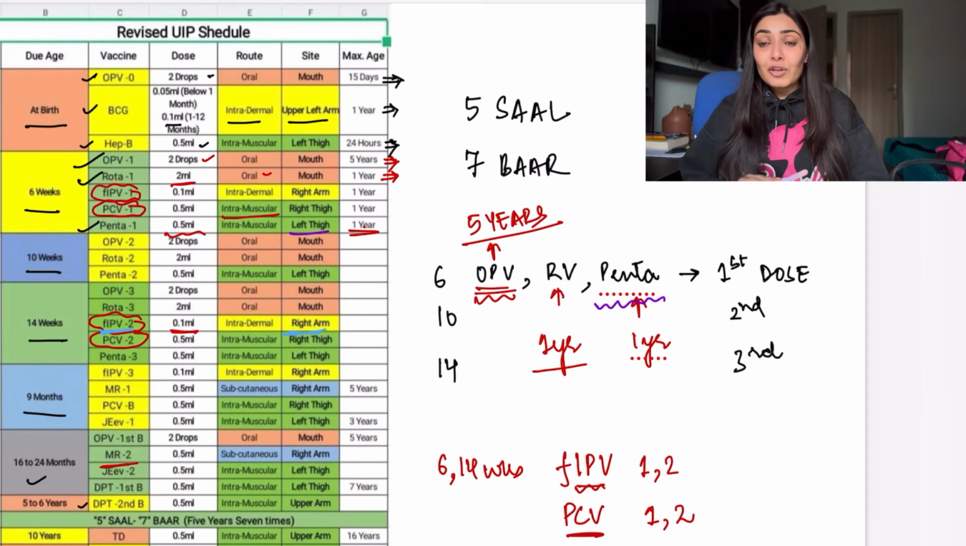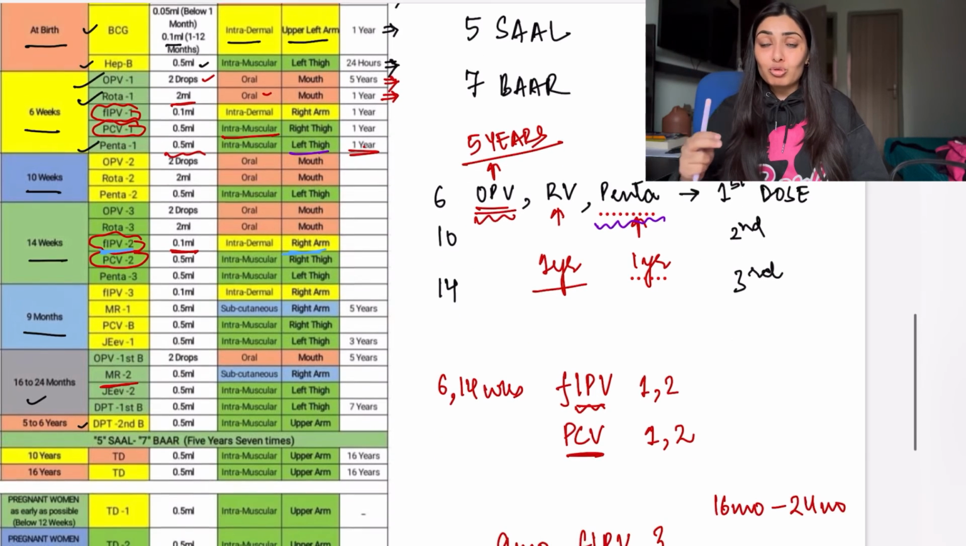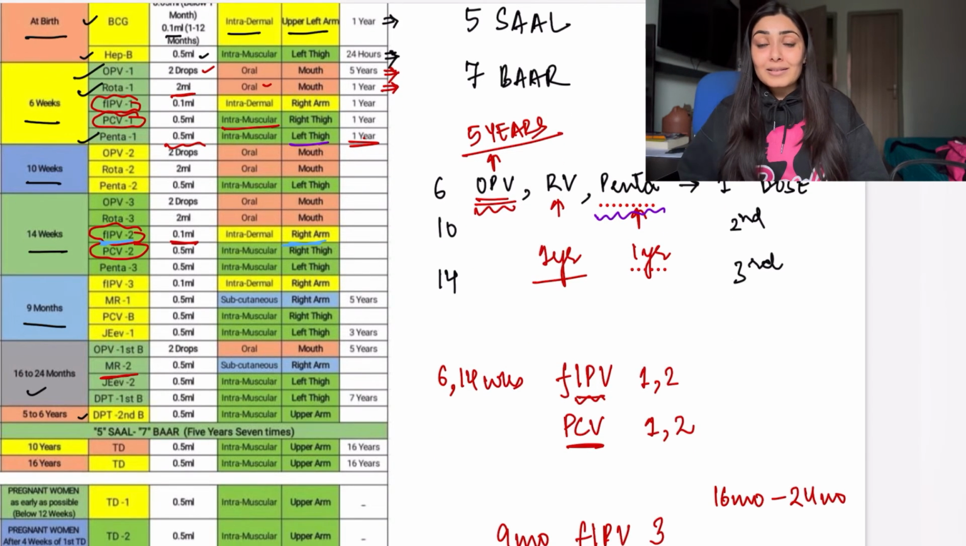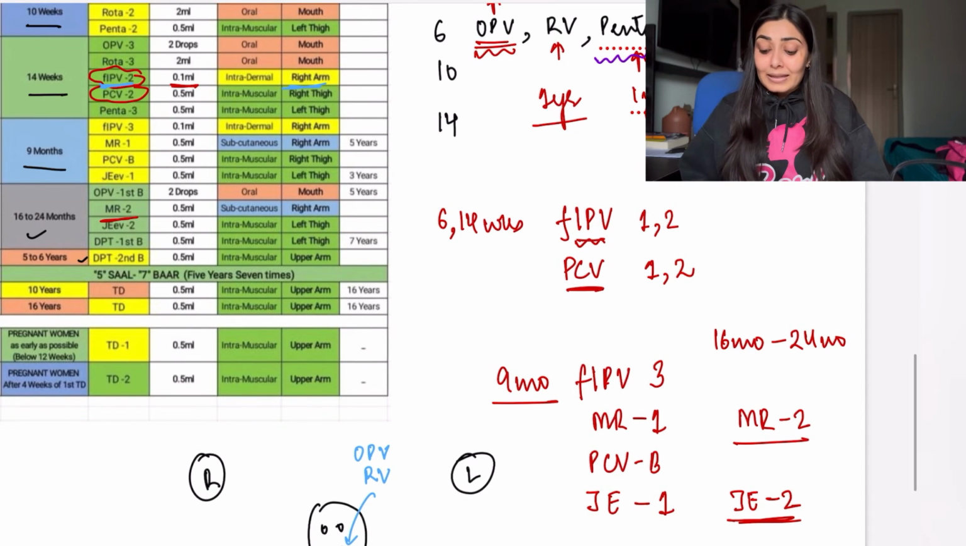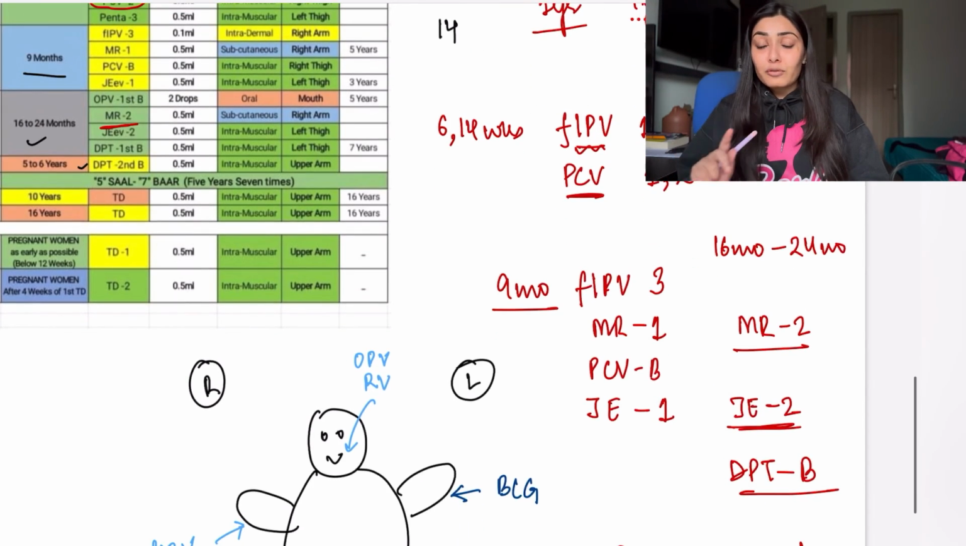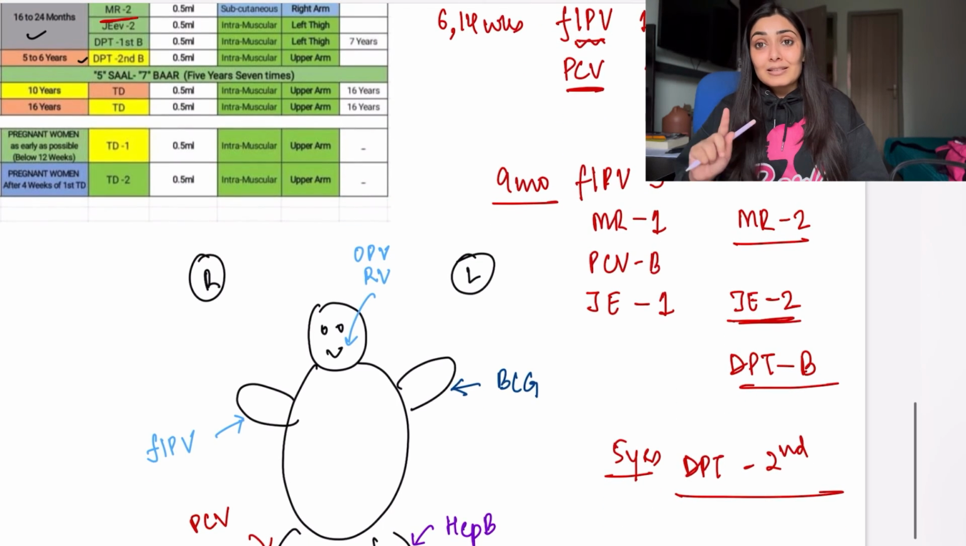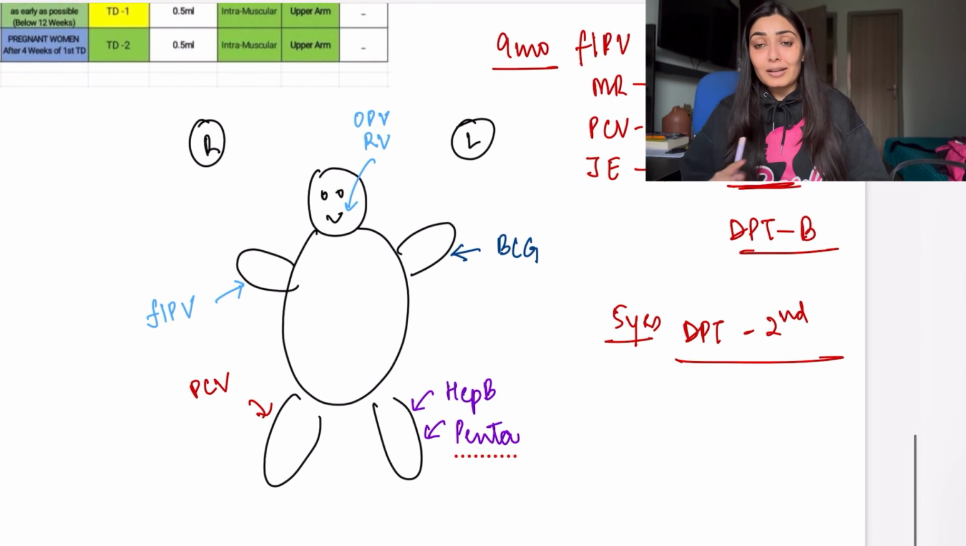At 6, 10 and 14 weeks, what are the common vaccines? OPV, rotavirus and penta 1, 2, 3. What are the common vaccines of 6 and 14 weeks? It's the fractionated IPV and PCV. Then coming to 9 months, the third dose of fractionated IPV, MR first dose, JE first dose and PCV booster. Similarly, at 1.5 to 2 years, second dose of MR, second dose of JE and DPT booster. And lastly, at 5 years of age, there's going to be a DPT booster again.